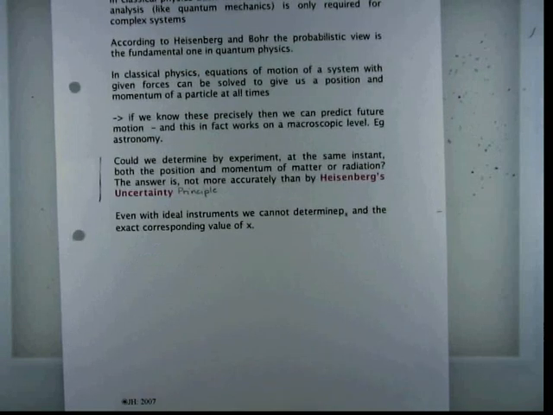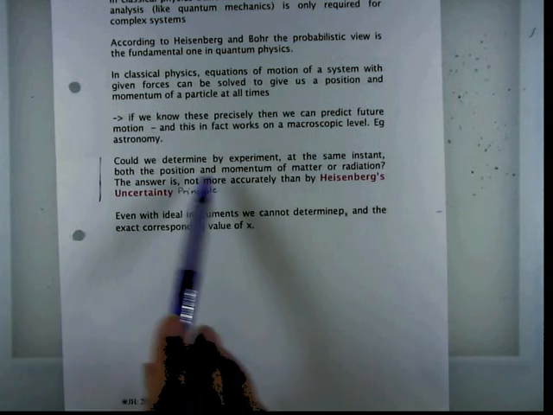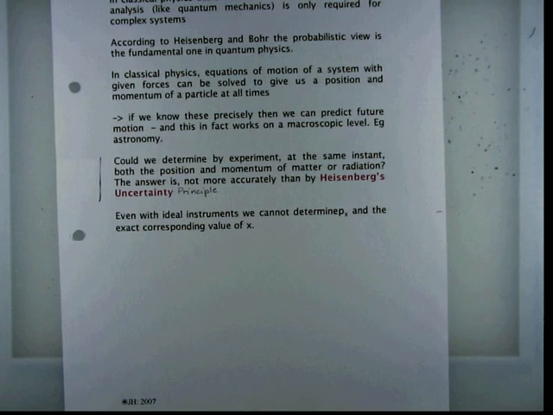So, can we determine by experiment at the very same instant in time both the position and the momentum of matter or radiation? The answer is, not more accurately than by Heisenberg's uncertainty principle. Okay, seeing as you're frantically writing, I shall give you a little bit more time to do that, and then we shall continue.